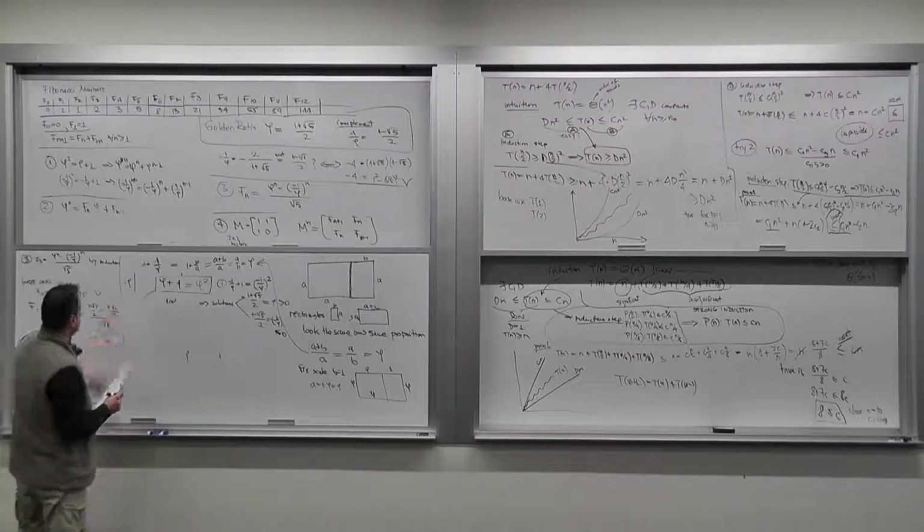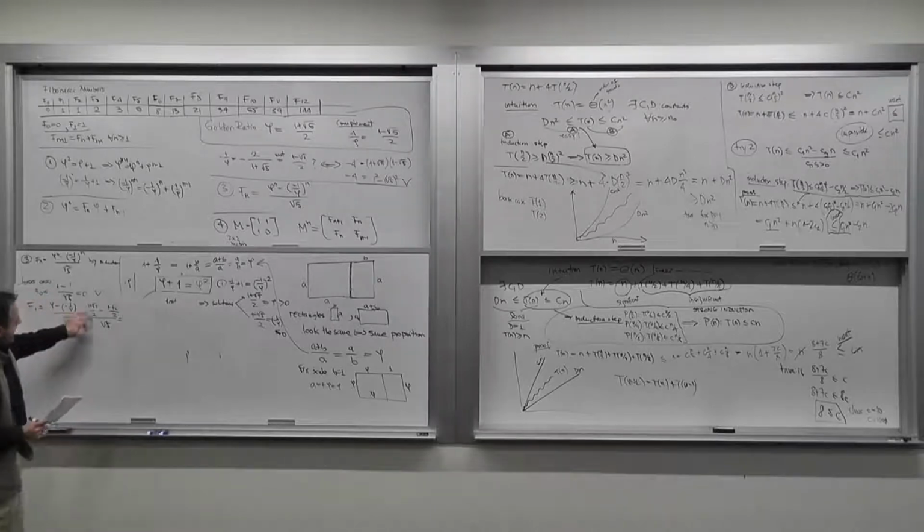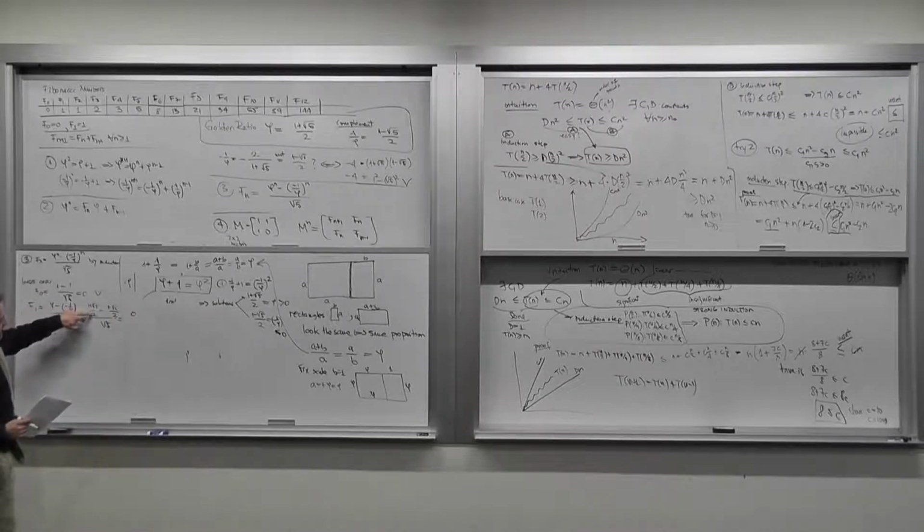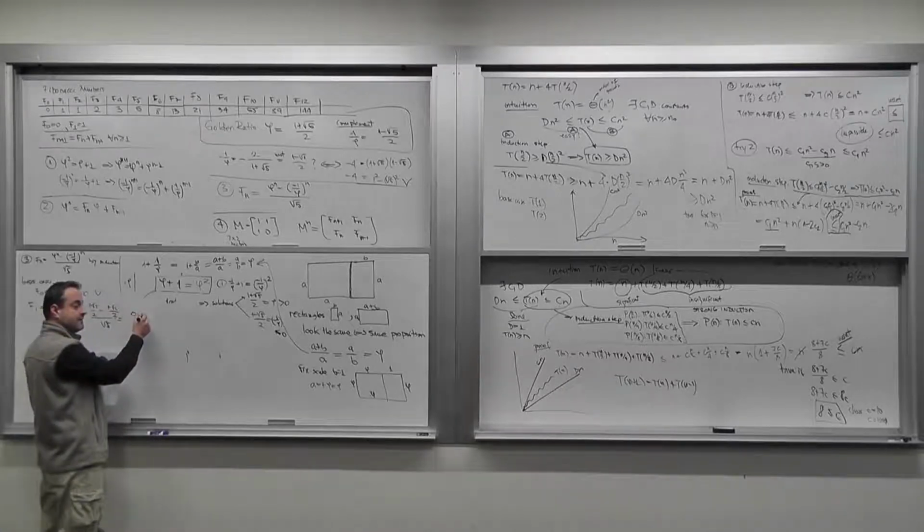Let's see what this is. So 1/2 minus 1/2, 0. Square root of 5 by 2 minus square root of 5 by 2. With what sign?